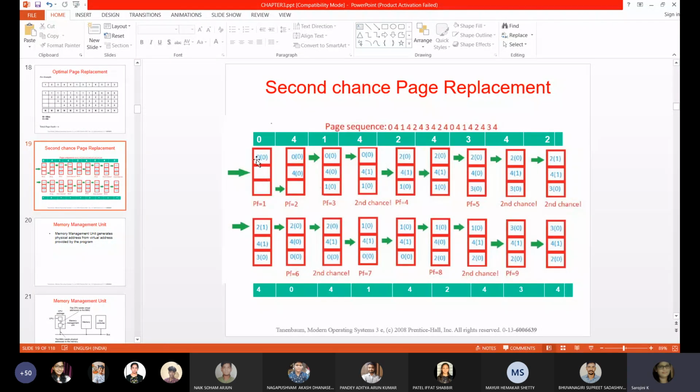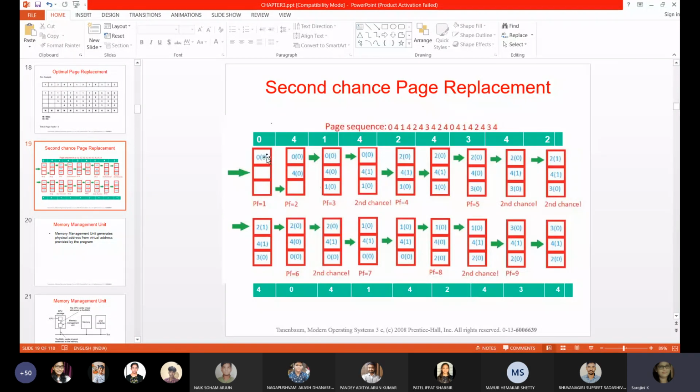So we placed page zero, that is a page fault. We know because the page was not already there, that is marked as a page fault, or page miss. Page fault and page miss are the same. Okay, page fault one.